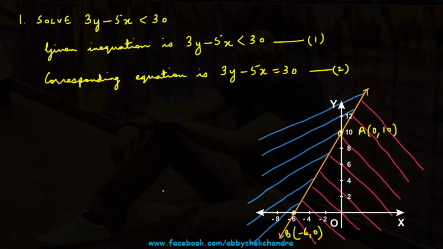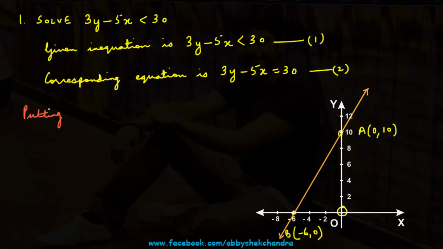Usually, origin is taken as the point P because it has the simplest coordinates. But this is only if the origin does not lie on the line. In cases where origin lies on the plotted line, any point except the origin can be taken as P. In this question, origin does not lie on line 2. So let's check in equation 1 for the origin.